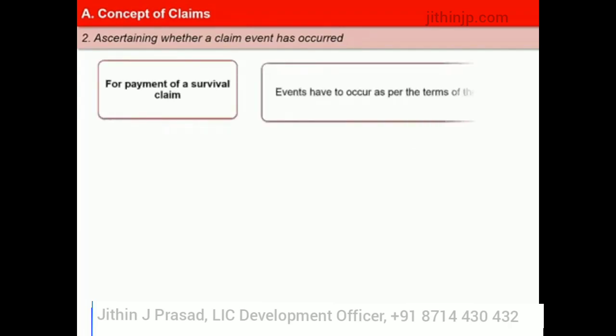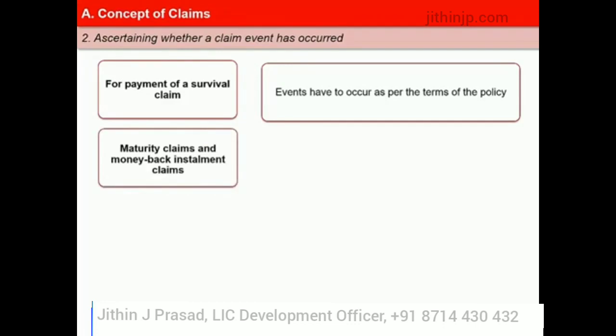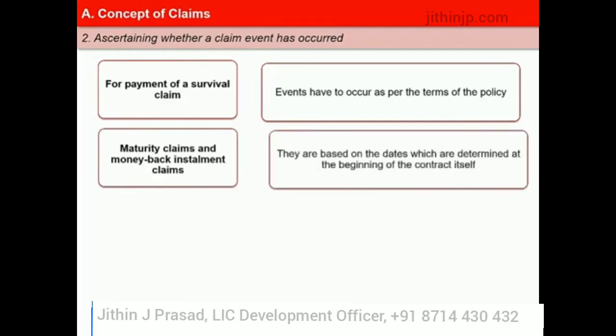Now let us discuss how to ascertain whether a claim event has occurred or not. For the payment of a survival claim, the insurer has to ascertain that the event has occurred as per the conditions stipulated in the policy. For maturity claims and money-back installment claims, claims are easily established as they are based on dates which are determined at the beginning of the contract itself.